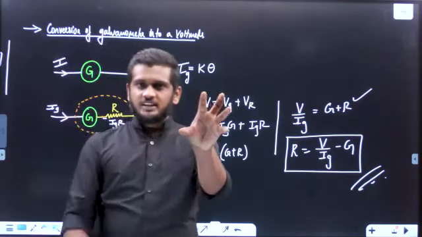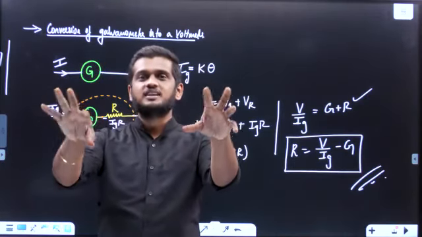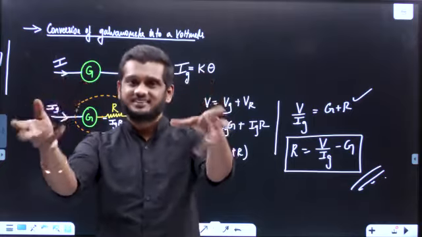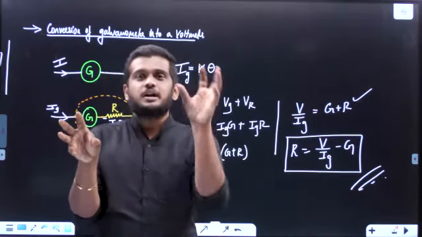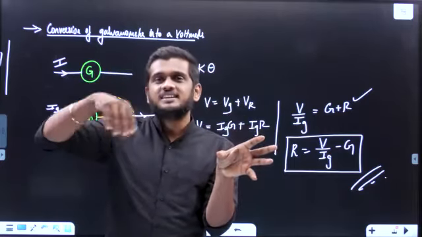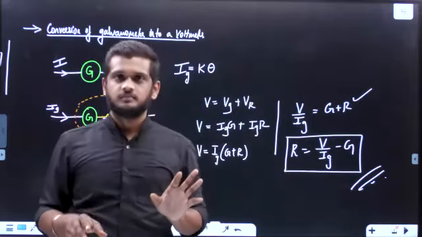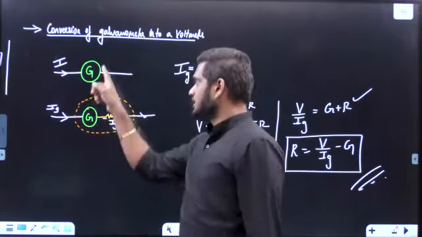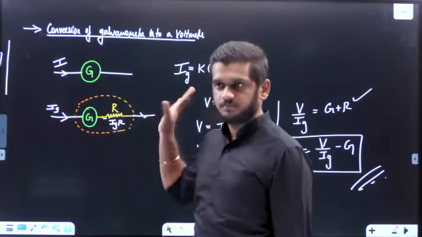A galvanometer and a voltmeter are the same. So then what is the difference between them? It's only in the resistance. Galvanometer has lesser resistance when you compare it to the voltmeter resistance. So if you somehow increase the resistance of the galvanometer, it will behave like a voltmeter. So if you want to convert a galvanometer into a voltmeter, connect a high resistance in series to it.